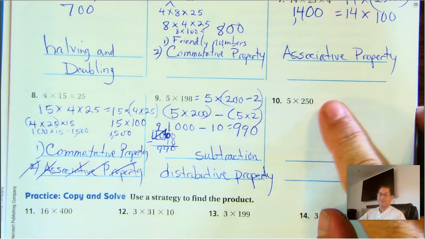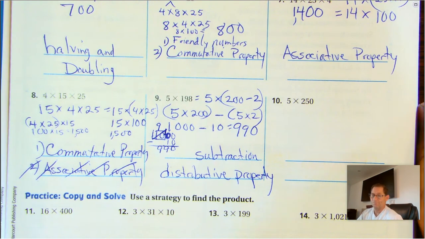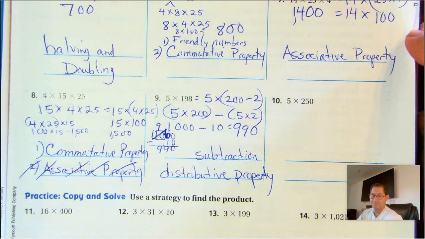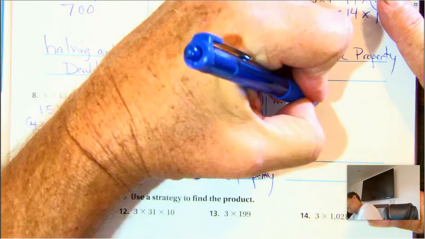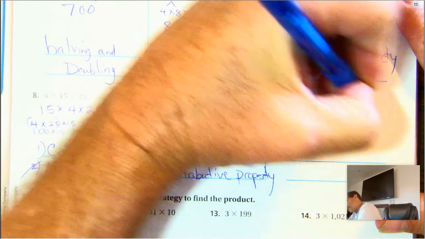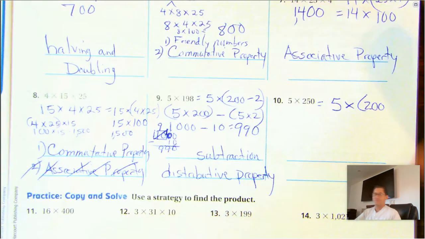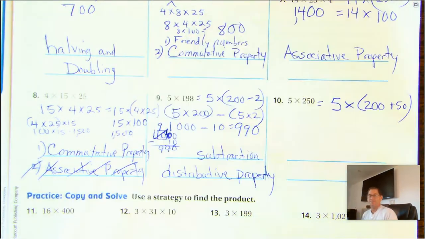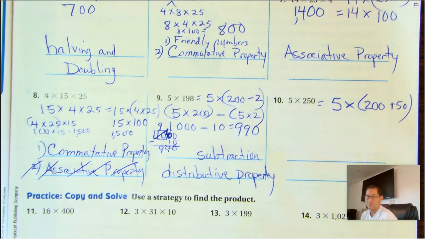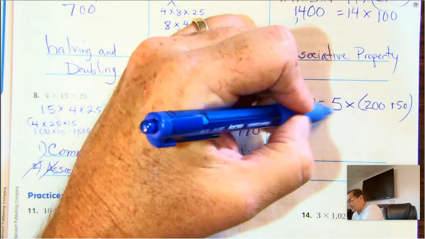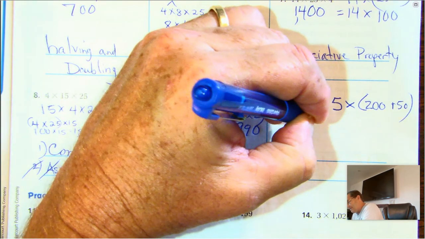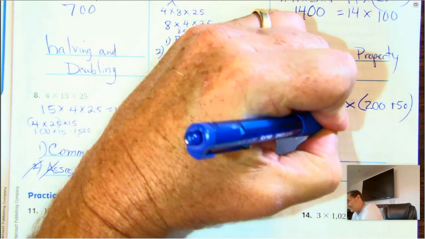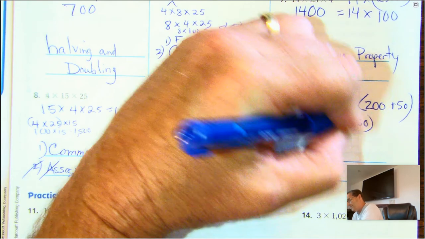Five times 250. Do we need to make that any simpler? Yeah, we can. Let's go ahead and make it easier. Let's break up 250 and call it 200 plus 50. Now, we love multiplying by zeros. So that is the same as saying 5 times 200 plus 5 times 50.